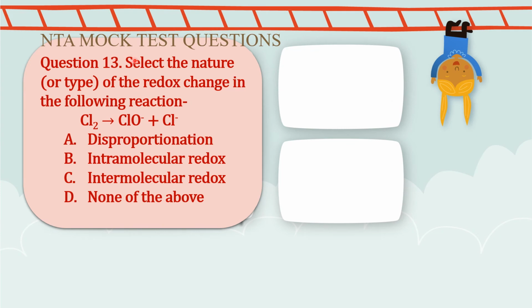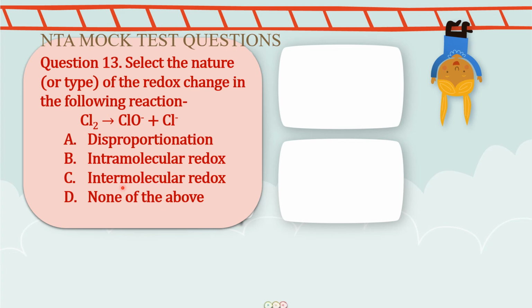So the next question we have is: select the nature or the type of the redox change in the following reaction. Cl2 forming ClO negative plus Cl negative. Is this a disproportionation reaction, an intramolecular or intermolecular redox reaction, or none of the above? So you should have a clear understanding of what these three mean, and then only you will be able to choose the correct option. So first of all, you choose and then we talk about it.